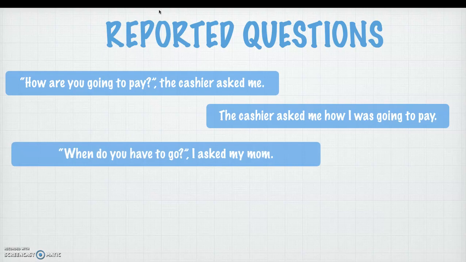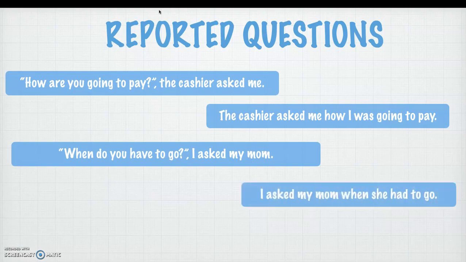"When do you have to go?" I asked my mom. So what did I ask my mom? I asked my mom when she had to go. Yes? So do you have is present, so that becomes a past: when she had to go.